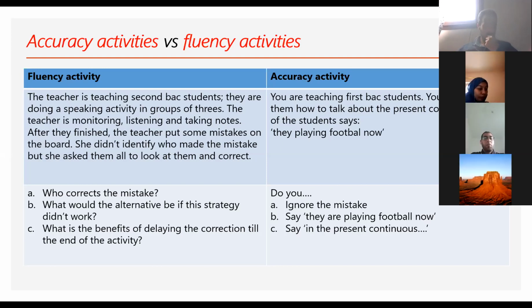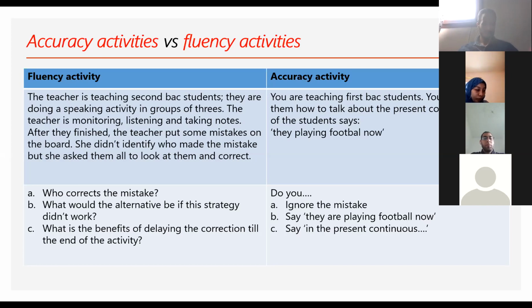That correction is ideal here. Yeah, you involve them. Don't give them the right answer from the very beginning, because they may not notice or they may forget. C, say in the present continuous. Yes, Asma, again, can you elaborate on that?